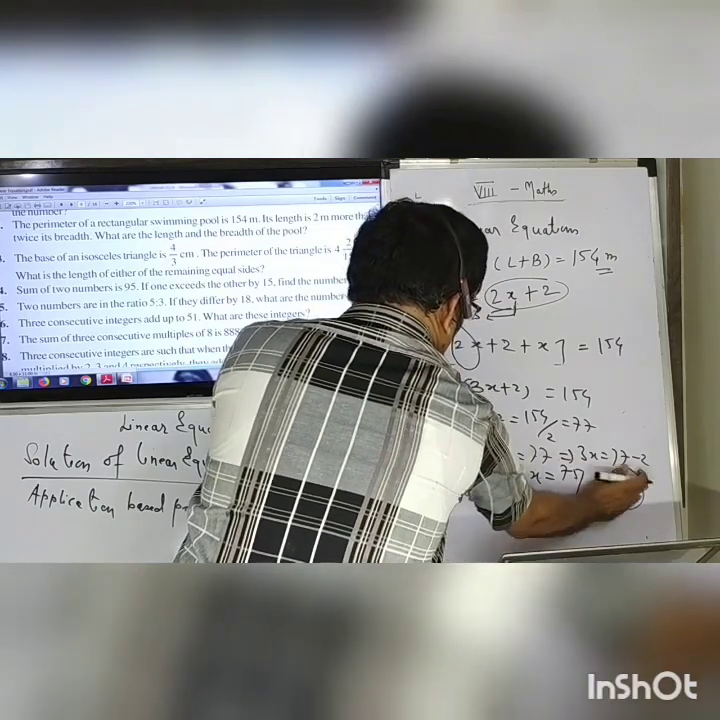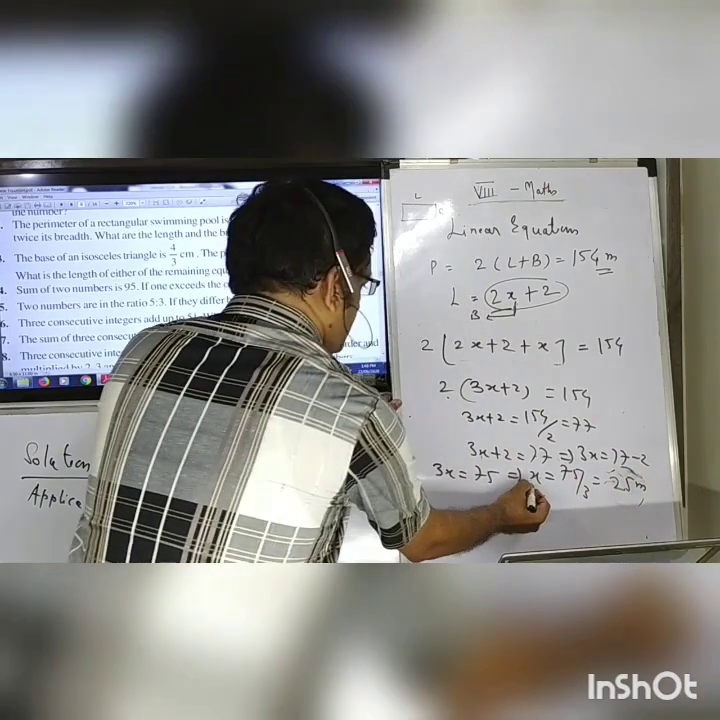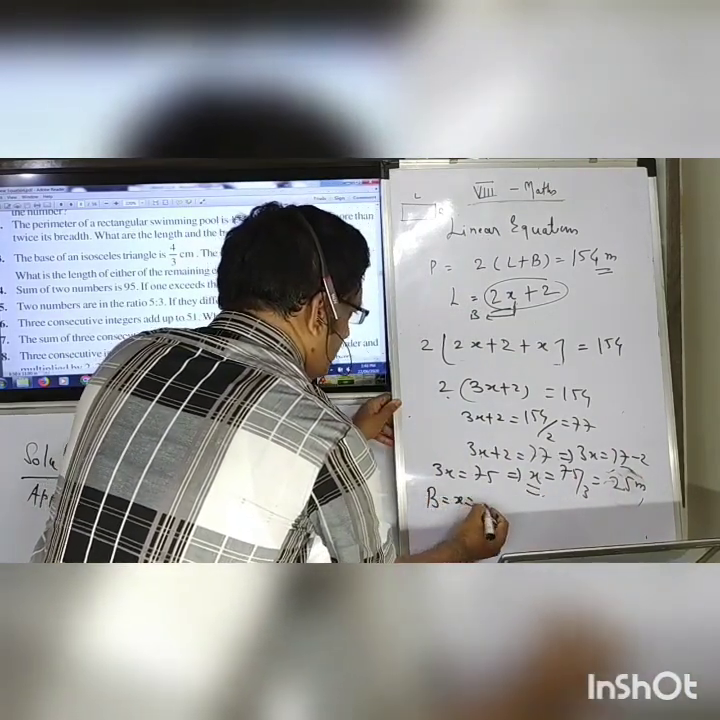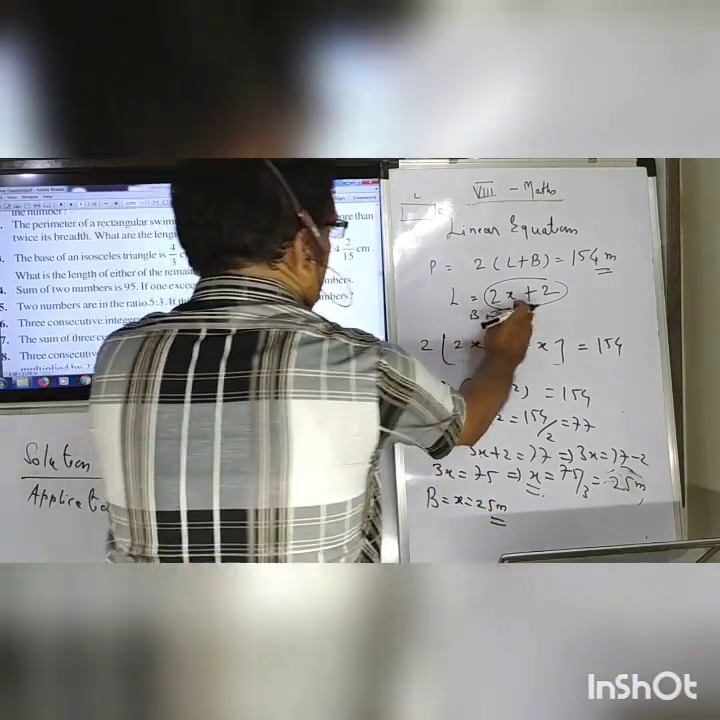So what is this 25 meter? It is x. X means it is breadth. Breadth equal to x equal to 25 meter. And to find the length, what we do?